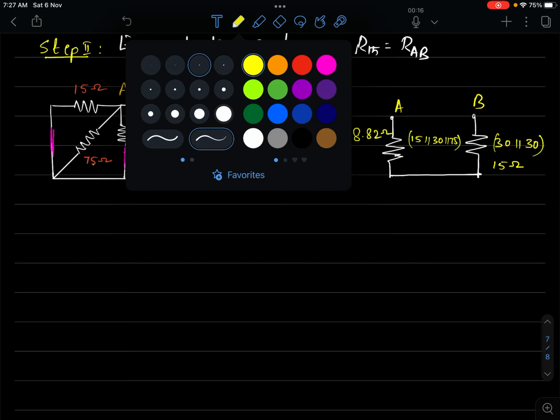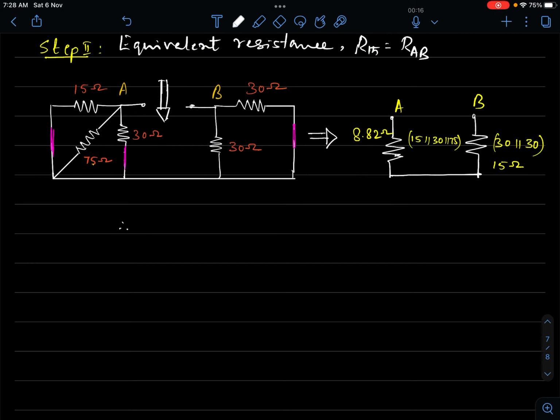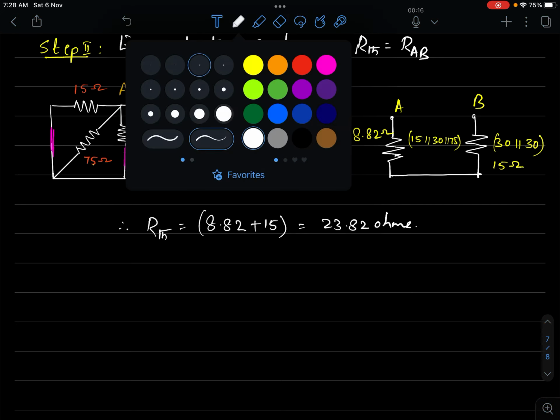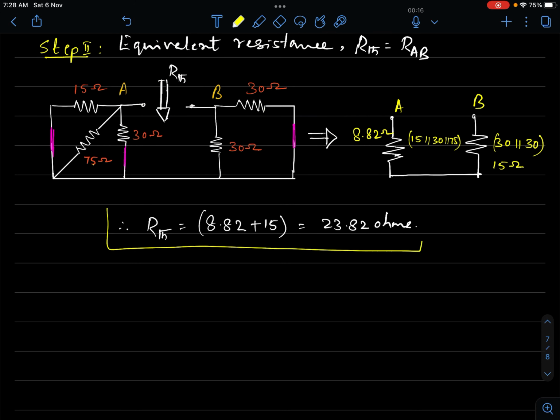Now what is ZTH or RTH? Therefore, RTH, the equivalent resistance as seen from the network, this is RTH. RTH equals 8.82 plus 15. This comes out to be 23.82 ohms. Having found the RTH value, what we have now is to write down the Thevenin's network.